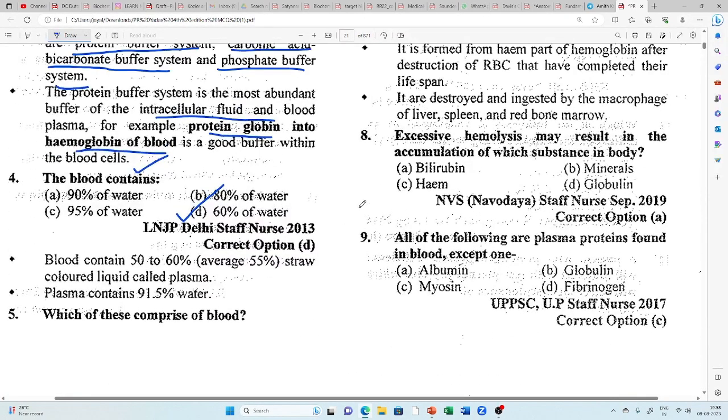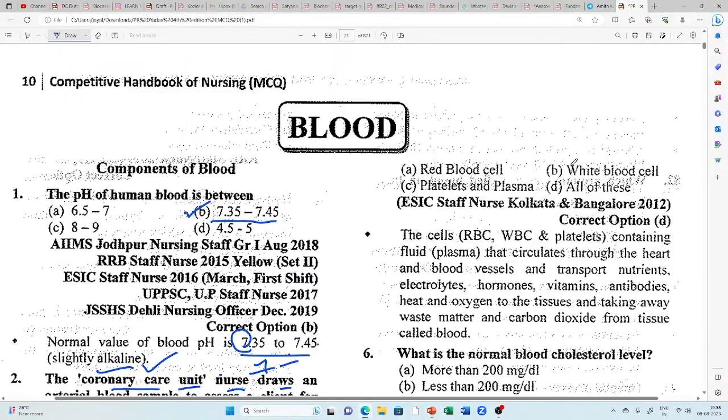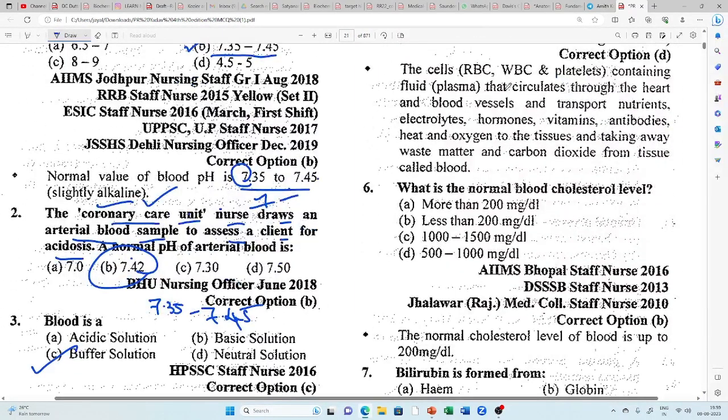Which of these comprise blood? Red blood cells, white blood cells, platelets, and plasma. All of these, red blood cells, white blood cells, platelets, plasma, everything is included in the blood, all together we can call it blood. The correct option is all of these. The cells, RBC, WBC, platelets, and the fluid containing them, that is plasma, circulate through the heart and blood vessels and transport nutrients, electrolytes, hormones, vitamins, antibodies, heat and oxygen to the tissues, and take away waste matter and carbon dioxide from the tissues, and this is called blood. Blood is the most important circulatory system. That means it is a transporting system for everything: electrolytes, nutrients, hormones, vitamins, antibodies, heat, oxygen, carbon dioxide, waste material, everything is transported through the blood only.